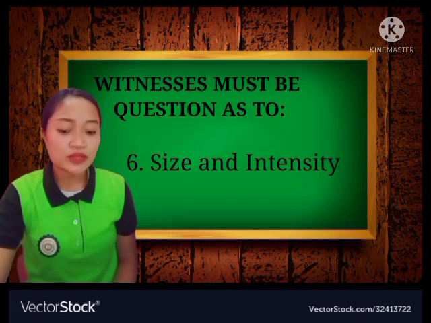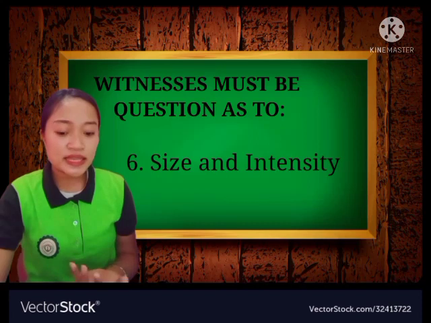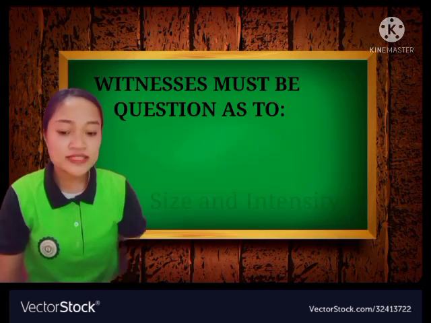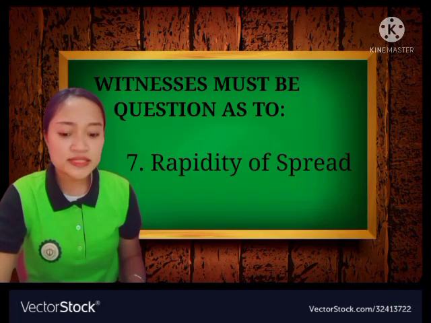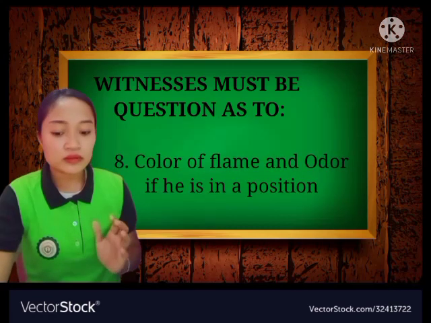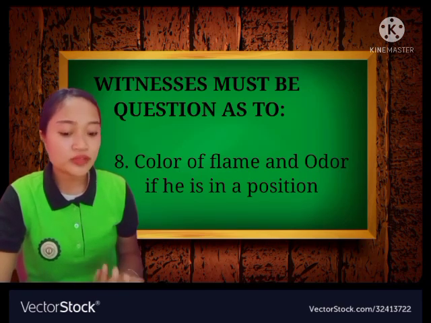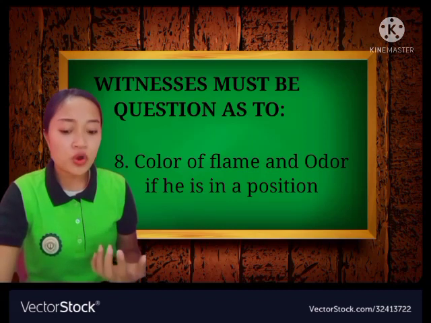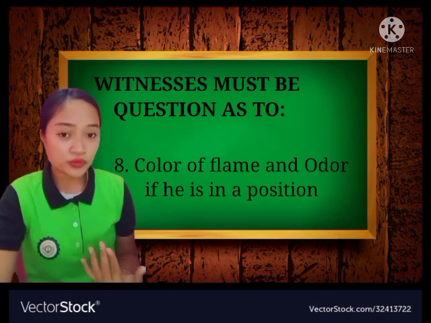Next, 6 is size and intensity. The investigator will ask the witness, when he saw it, can he estimate the volume and intensity of the fire? 7. Rapidity of spread. It means the investigator will ask the witness, when he saw the fire, how fast it spread in that location. 8. Color of flame and odor, if he is in a position. The investigator will ask, when they were at the location of the fire, what was the color of the flame and what odor came out.